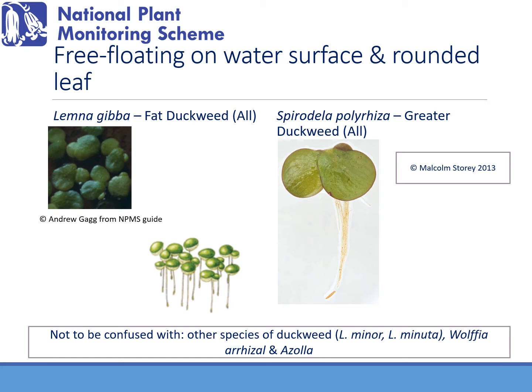Lemna gibba on the left has very small green oval fronds, which don't tend to be more than about 2 millimeters across. But the main defining feature is that rather than being a flat leaf sitting on the surface, they tend to be fat and have a little bulge below the water surface. This is the key characteristic that distinguishes it from Lemna minor and Lemna minuta, the other 2 species of duckweed that you will commonly find on ponds.